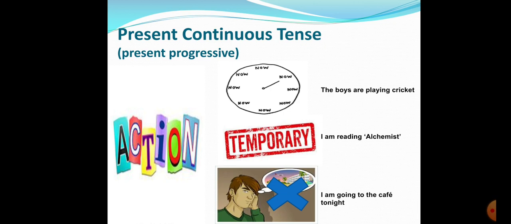Okay? I hope you understood with the examples, students, that present continuous tense means the actions which are happening right now at the very moment, actions which are temporary, and something like a definite future. I hope you understood now, students. So let's now move on to its form, or you can say its sentence structure.